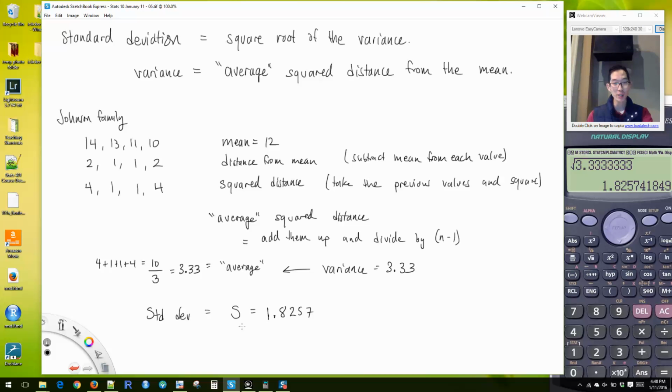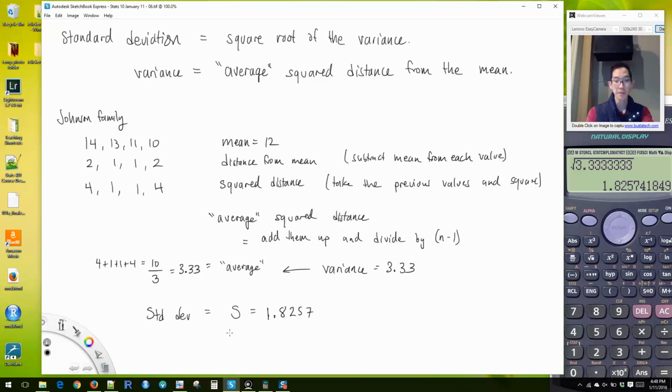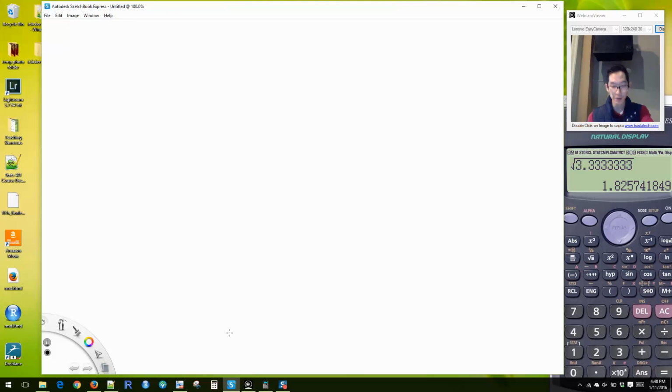We've got 2 minutes. I think I can do it really quickly for the Smith family here, okay? The Smith ages were 21, 15, 9, and 3, right? So keep in mind the standard deviation for the Johnson family is 1.8257. For the Smith family, we had 21, 15, 9, and 3. The mean is 12, so our distances will be 21 minus 12, so 9, 3, 3, and 9. The squared distances will be 81, 9, 9, 81.